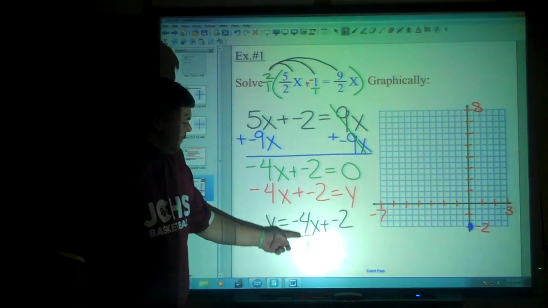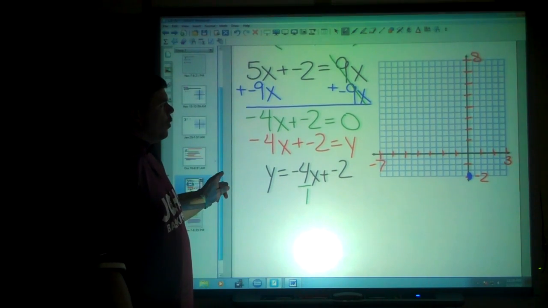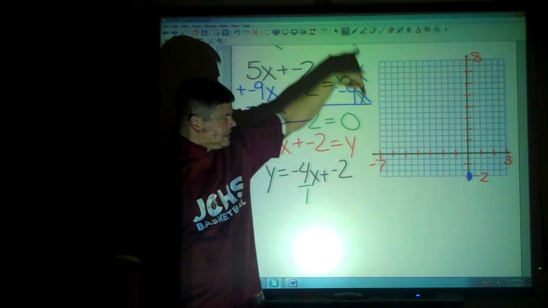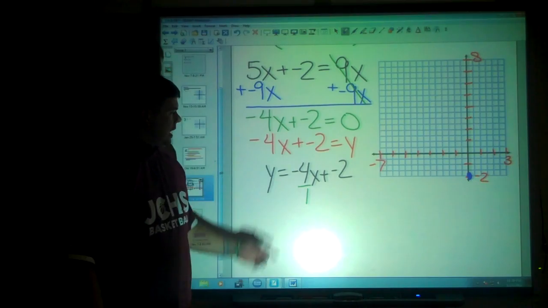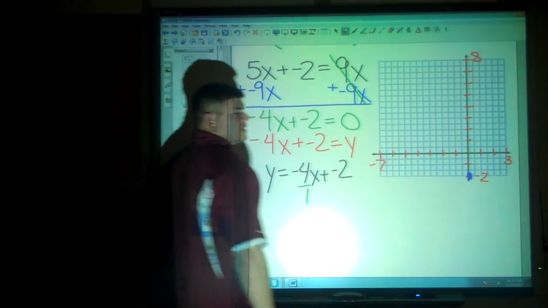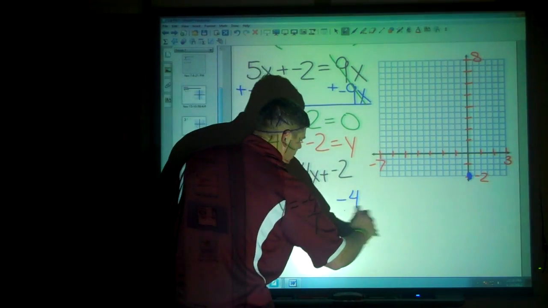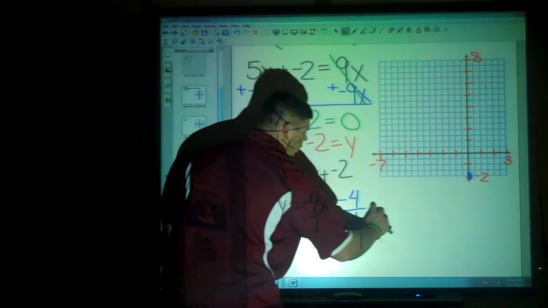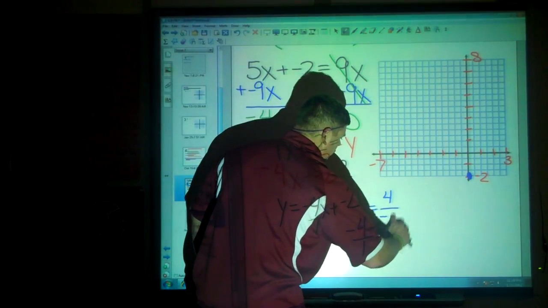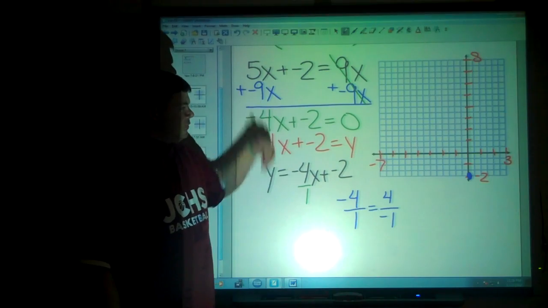And it tells me to go down 4 and right 1. The problem is going down 4 and right 1 is going to take me off the graph. I don't really want to go down 4 at all. I want to go up because I want to cross the x-axis. The solution is where we cross the x-axis. So remember, if you have a slope of -4 over 1, it's the same as 4 over -1. So now I know I can go up 4 and left 1.